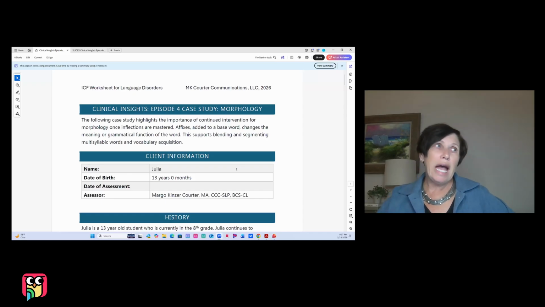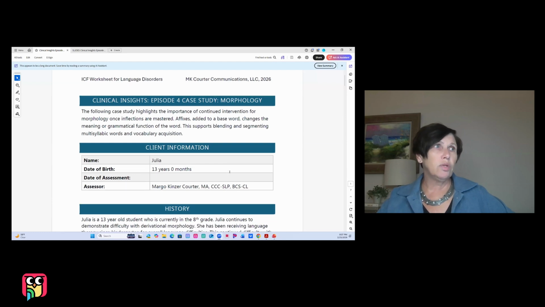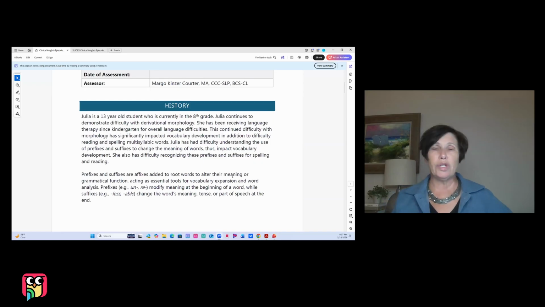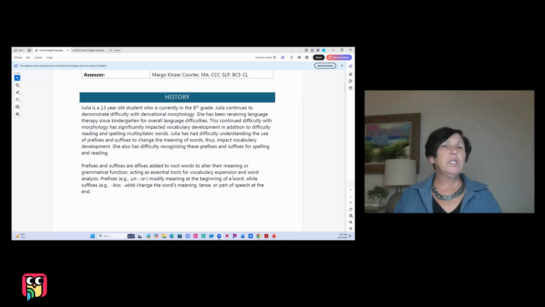So let's look a little bit at Julia. Julia is 13. She is in the 8th grade. And here's a little bit of history on her. She continues to demonstrate some difficulty with derivational morphology. And again, we're going to talk about the difference between knowledge and awareness as well. In addition to it impacting her ability to read and write multisyllabic words, it's also impacting her vocabulary development.